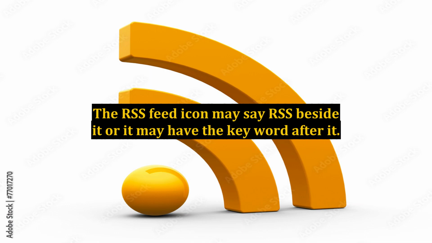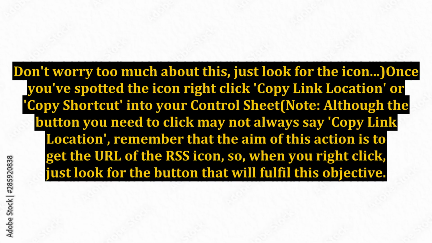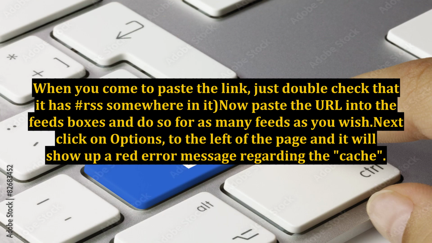The RSS feed icon may say RSS beside it or it may have the keyword after it. Don't worry too much about this, just look for the icon. Once you've spotted the icon, right-click Copy Link Location or Copy Shortcut into your control sheet. Note, although the button you need to click may not always say Copy Link Location, remember that the aim of this action is to get the URL of the RSS icon, so, when you right-click, just look for the button that will fulfill this objective. When you come to paste the link, just double-check that it has #RSS somewhere in it. Now paste the URL into the feeds boxes, and do so for as many feeds as you wish.